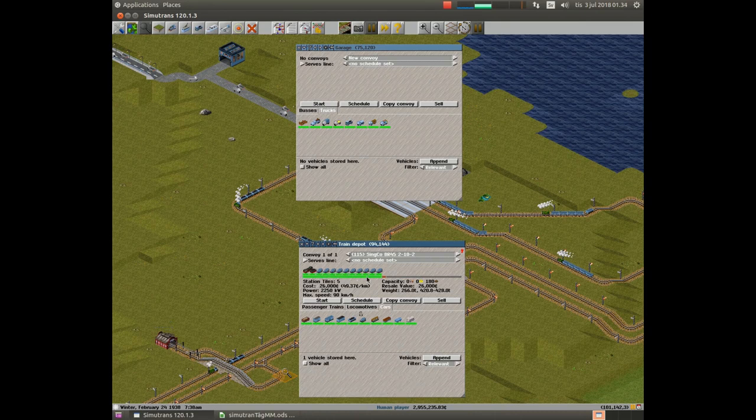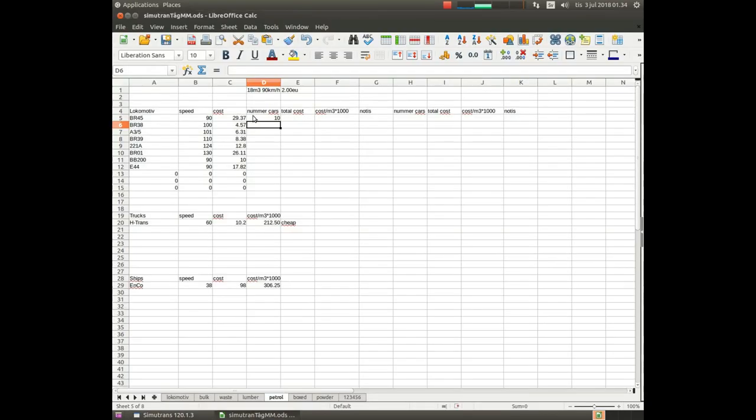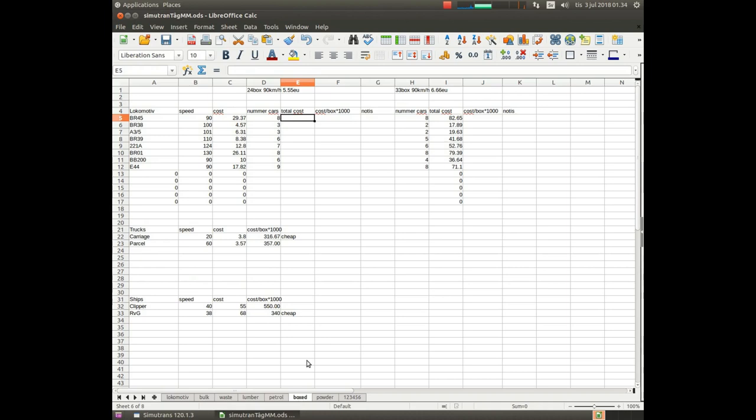And this train has 10 cargo cars. Sell it. Alright, 10 cars. Let's move on to box cargo.